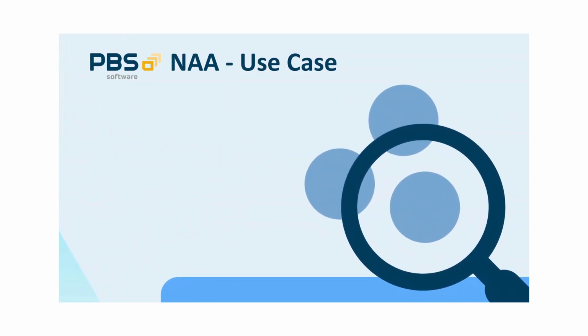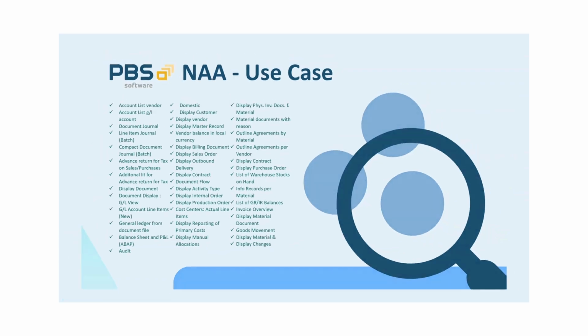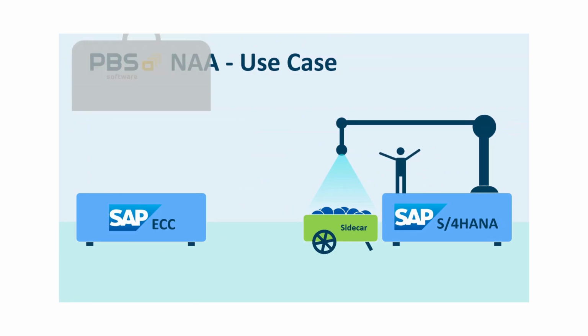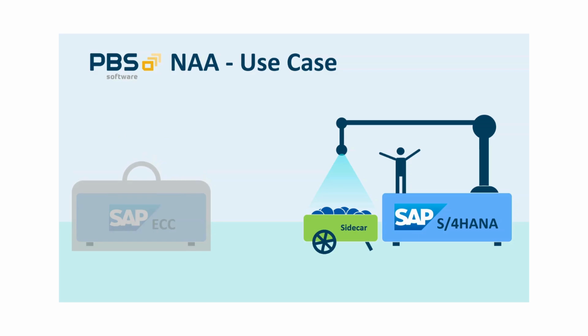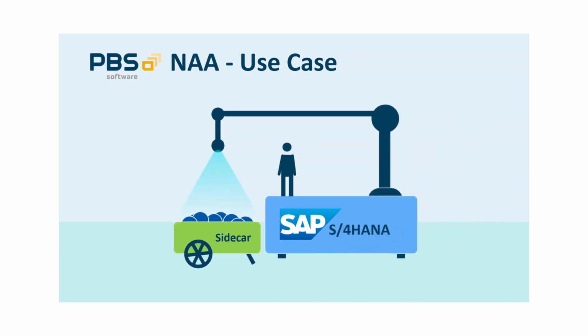Some of the many supported transactions and reports are shown here. You're welcome to pause the video to take a closer look. After your users are provided access to PBS NAA transactions in the new SAP S/4HANA system, the legacy system may be decommissioned, and there is no need to keep paying for licenses and support for it. NAA is a simple, cost-effective, and low-maintenance solution to make legacy data from one or more ERP systems available in SAP S/4HANA.